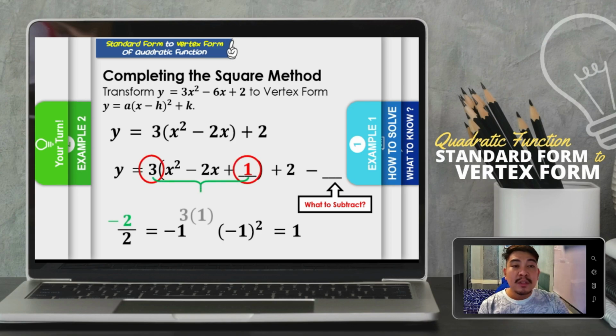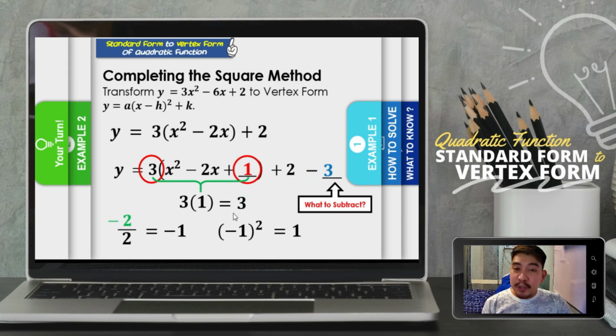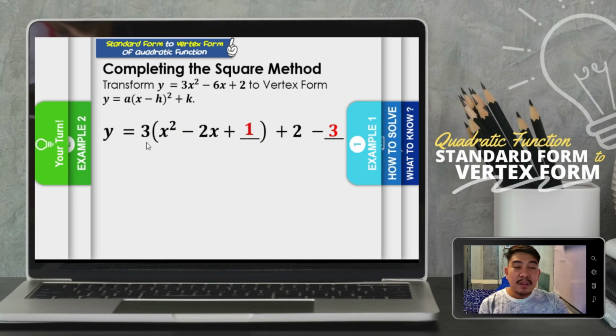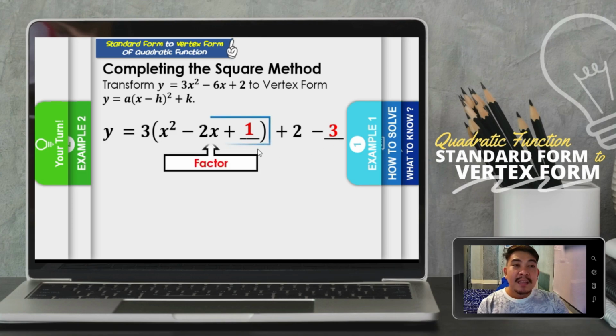Okay, if we are going to multiply 3 times 1, that will give us 3. So this 3 now will be subtracted to that term outside the parentheses. So if that will be the case, we now have y is equal to 3 times x squared minus 2x plus 1 plus 2 minus 3. Then we factor out this perfect square trinomial. The result should be square of a binomial.